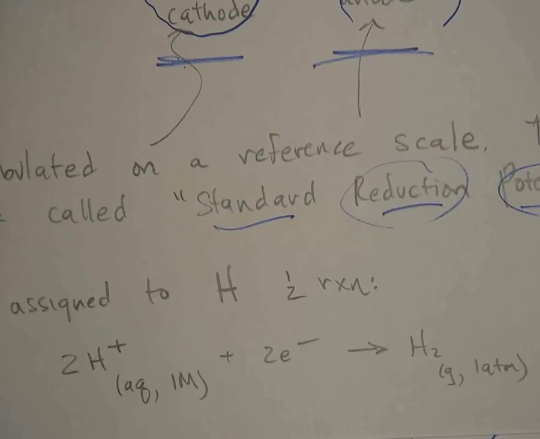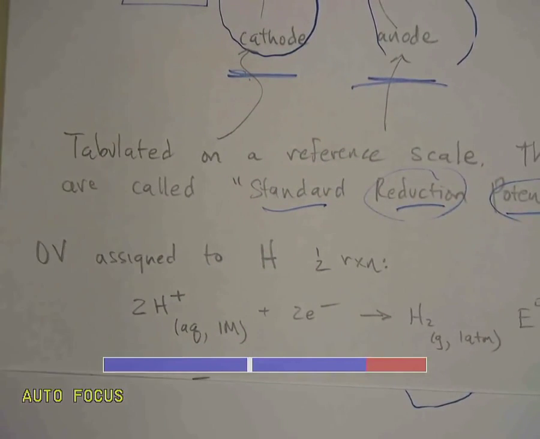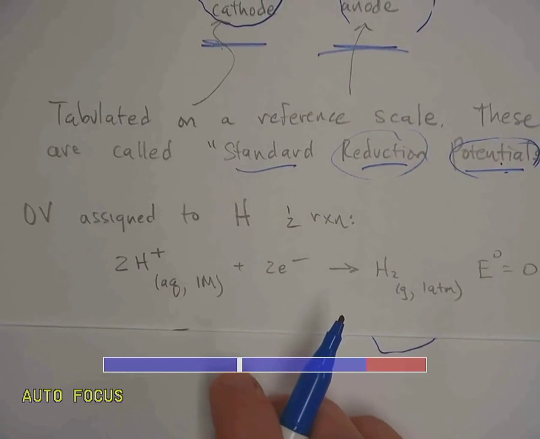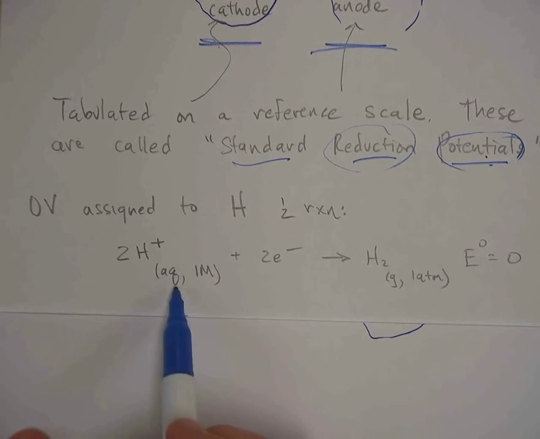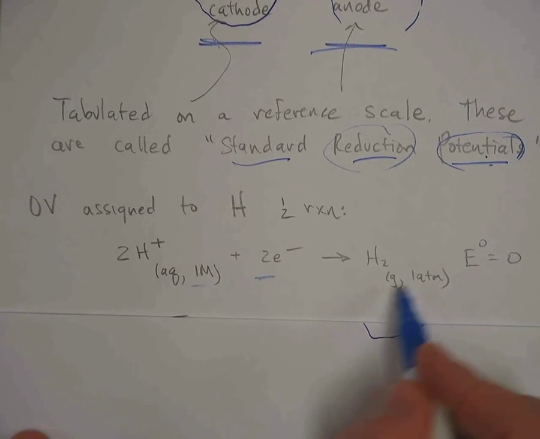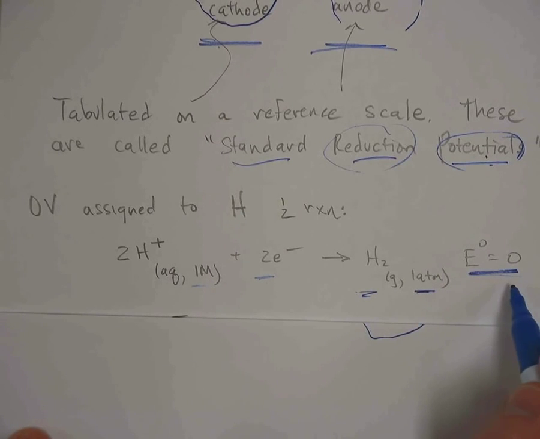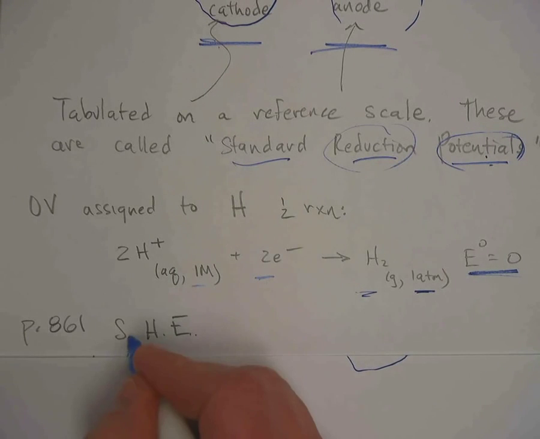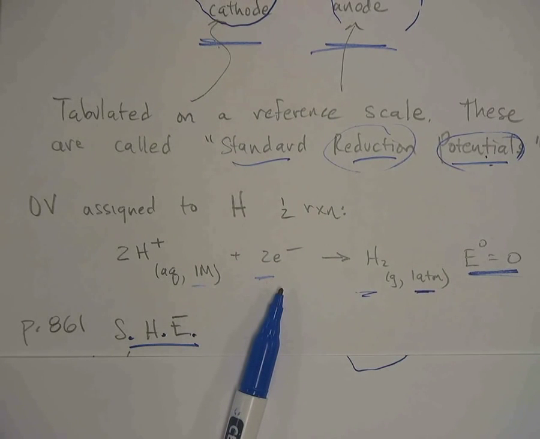Notice I said that 0 volts is assigned to the hydrogen half reaction. This is arbitrarily done, and it was done many, many years ago when electrochemistry was first standardized. The hydrogen half reaction is where there's 2 H+ ions, aqueous, 1 molar solution, plus 2 electrons, goes to H2 gas, 1 atmosphere. Notice it's all standard conditions, and this was given a standard EMF of 0. This is called the standard hydrogen electrode, or for short, the SHE. Standard hydrogen electrode.